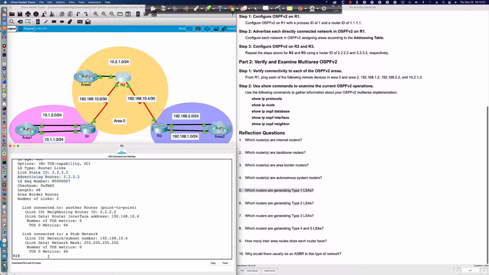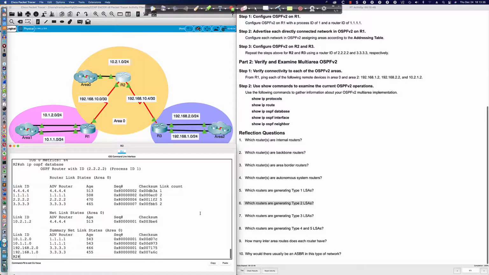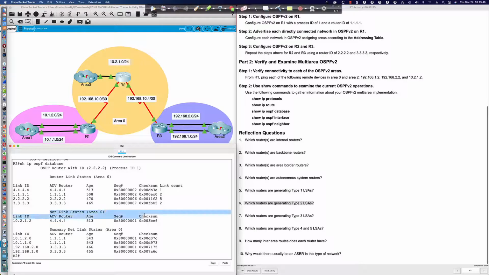So remember that the type 1 LSA has that link information. Now, which routers are generating the type 2 LSA? Well, what is the type 2 LSA? First of all, we have to know what that type 2 LSA is all about. So do we have any type 2s? The network LSA. And we do. And what exactly are these values here?